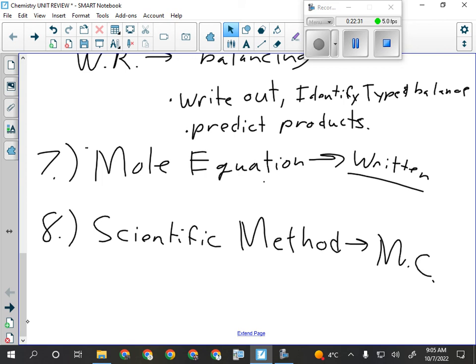To prepare for chemistry, to prepare for physics, practice. Preparing for biology, reading. Like in biology, it's like read and regurgitate. In chemistry and in physics, it's practice and demonstrate.